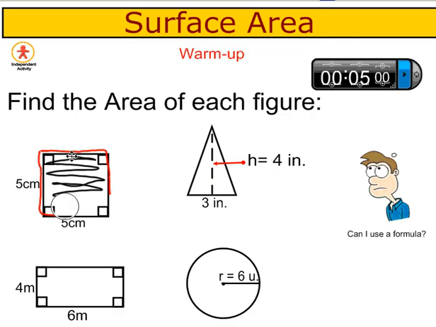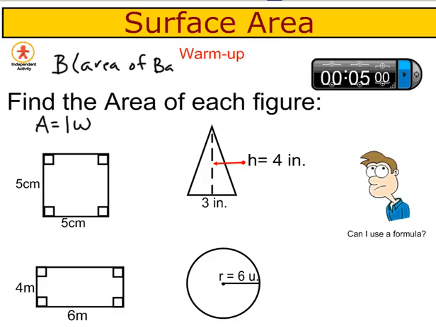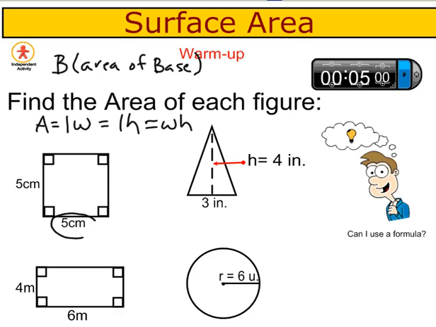Finding the area, remember there is a formula. And the formula for area is written as A equals either length times width, or you might see it written as a capital B, the capital B meaning the area of the base. So if you see a capital B, that means area of the base. And otherwise you might see it as length times height, or width times height. And anyway, it's taking one side and multiplying it by the other side.